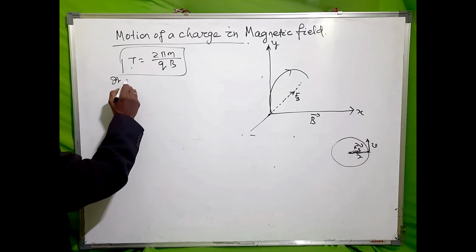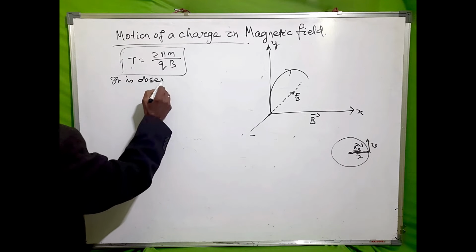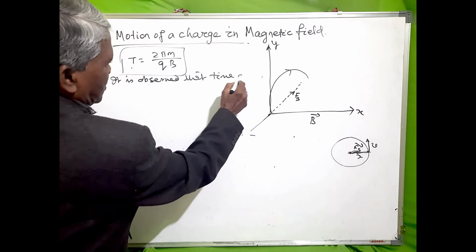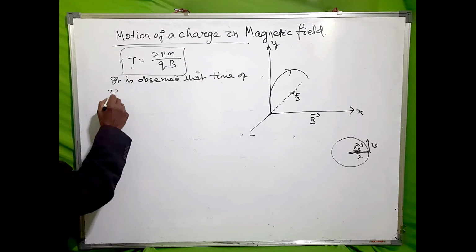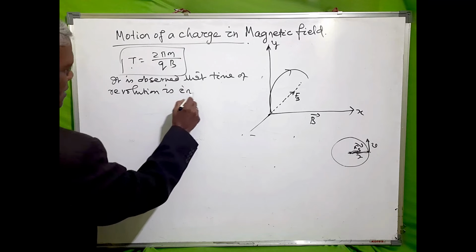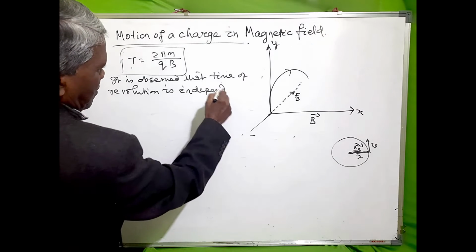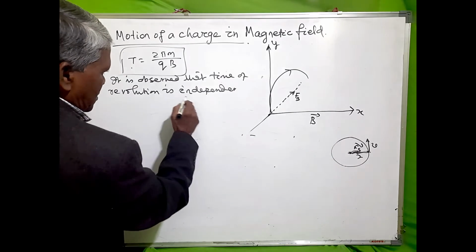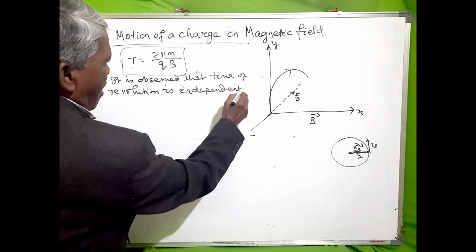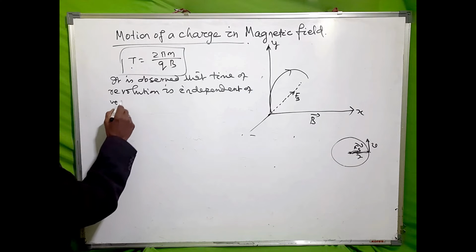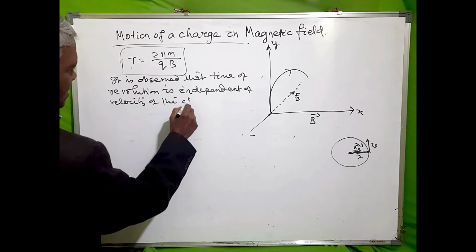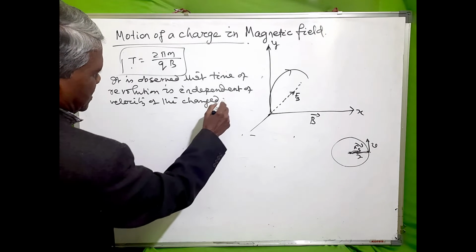It is observed that time period of revolution is independent of velocity of the charged particle.